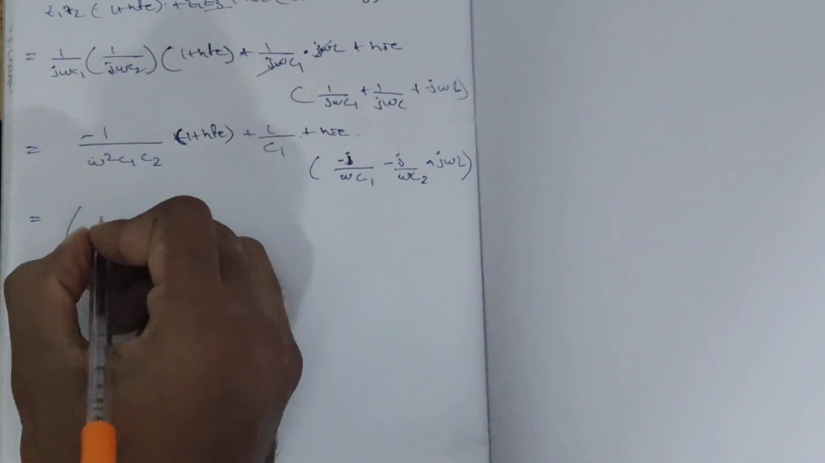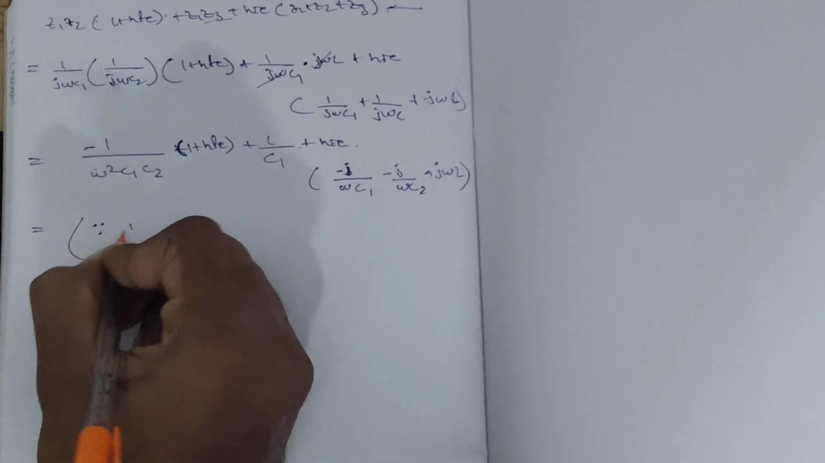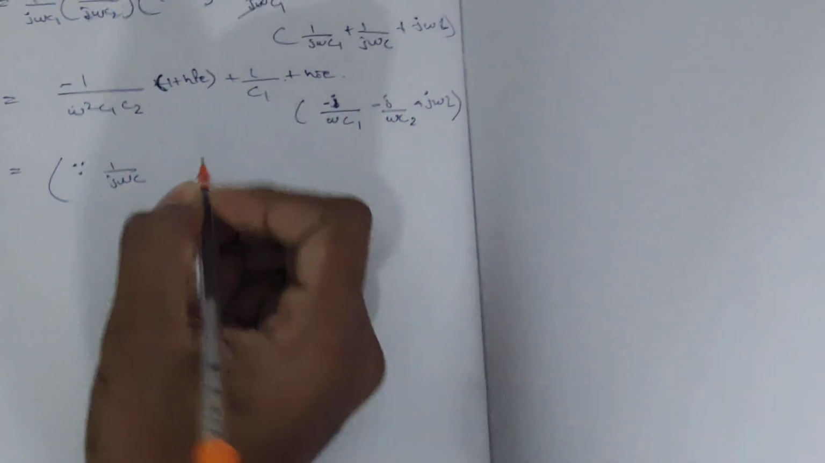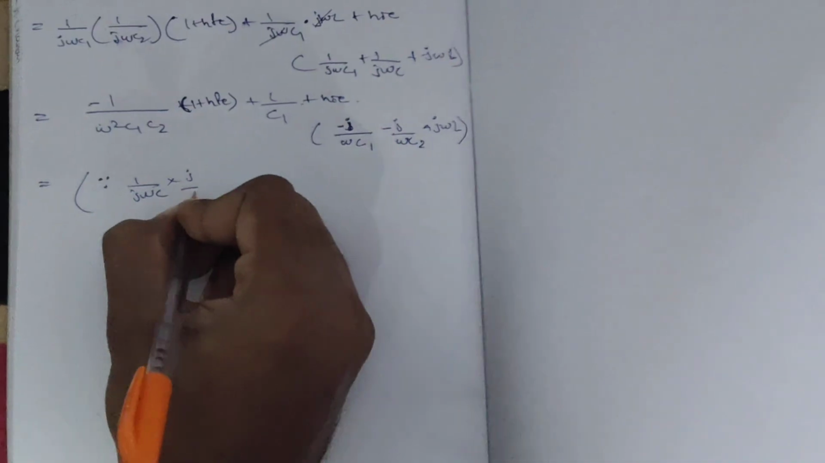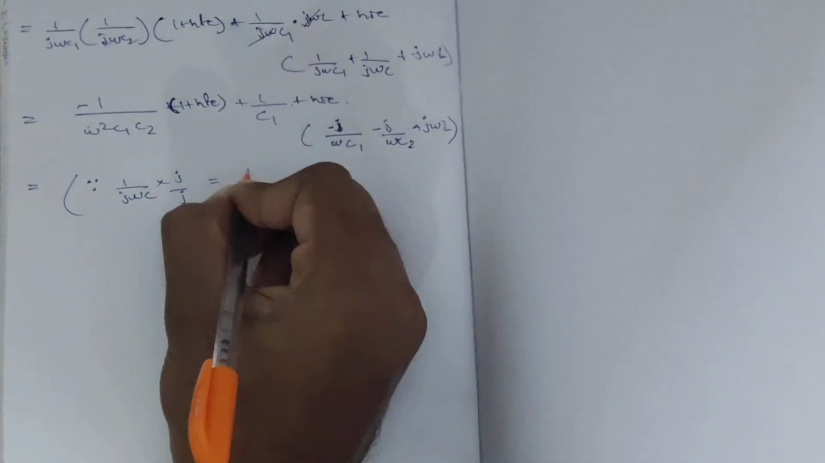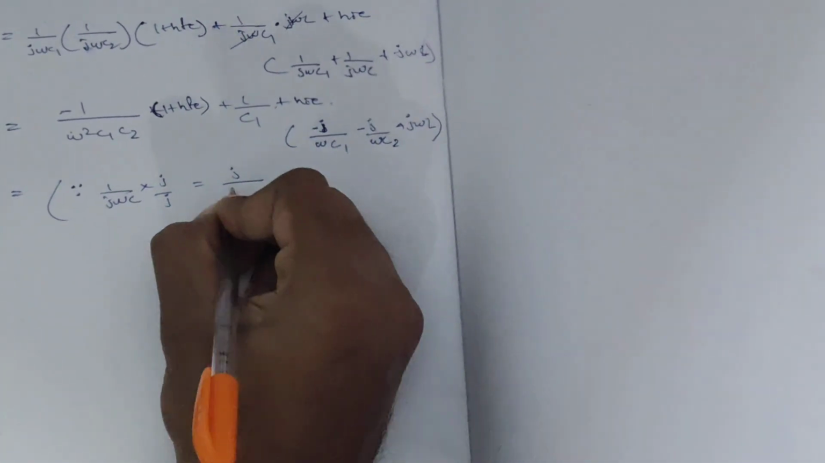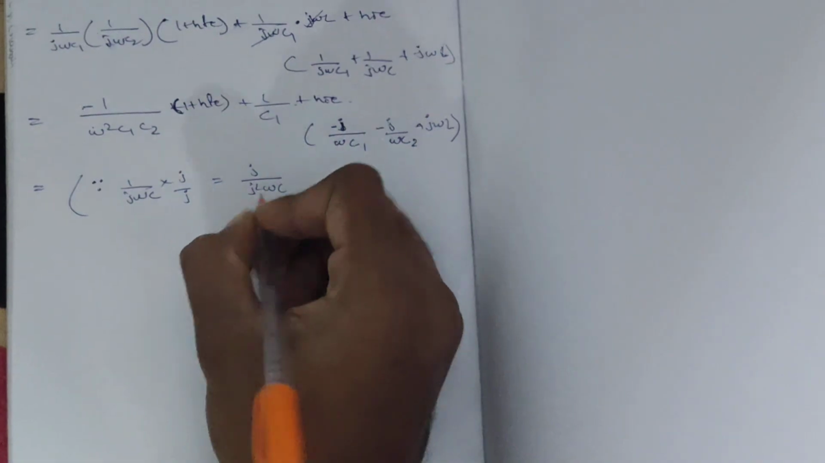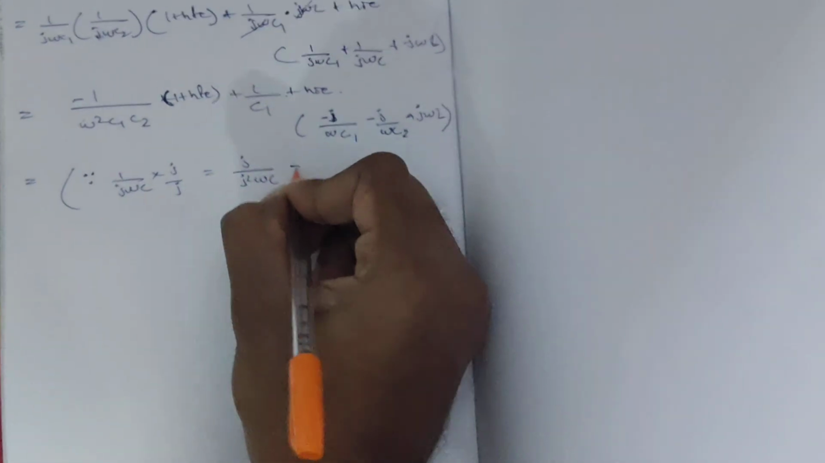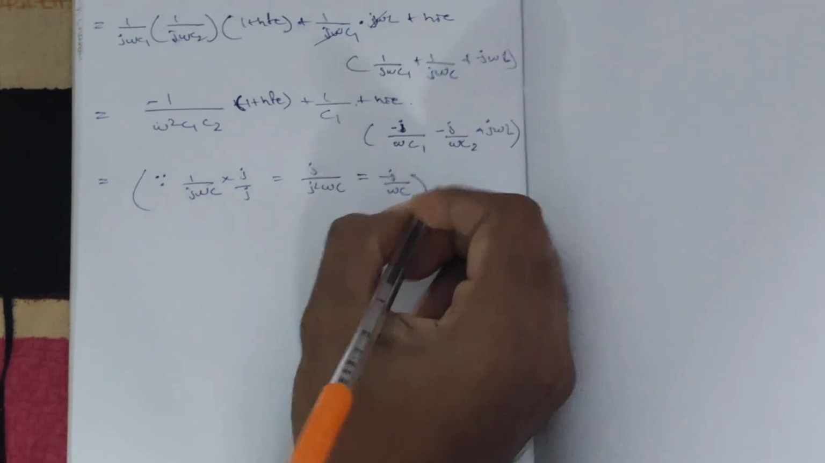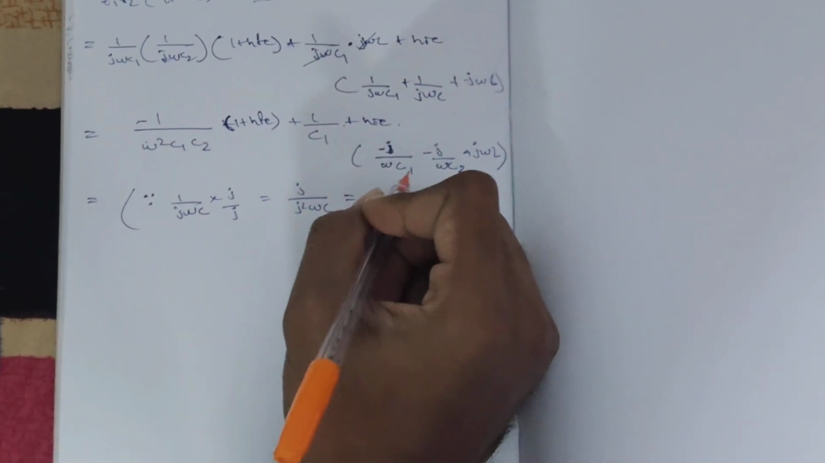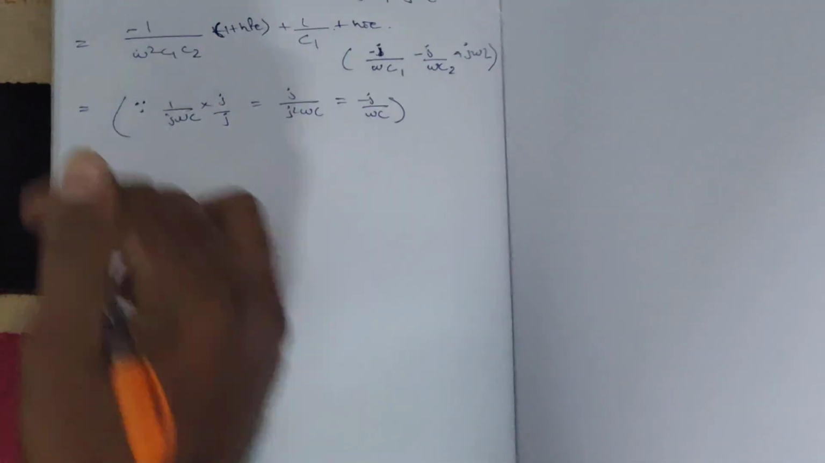How do we write 1 by j omega C1? We multiply j in the numerator and denominator, so it is written as j by j square omega C1. J square is minus 1, so it is written as minus j by omega C1. By this reference, 1 by j omega C1 is written as minus j by omega C1.